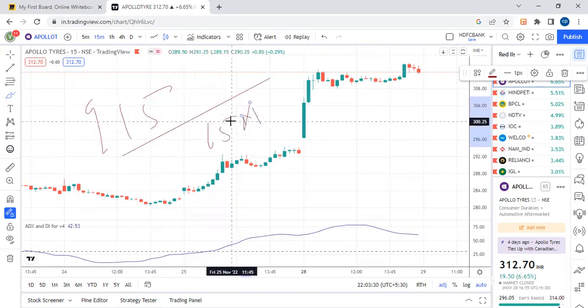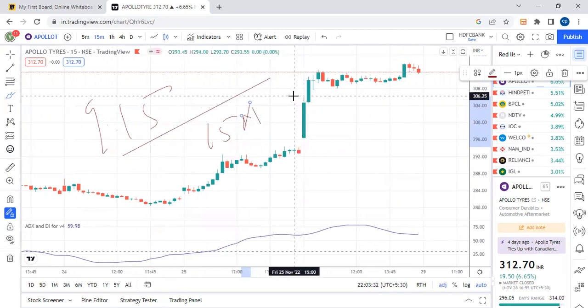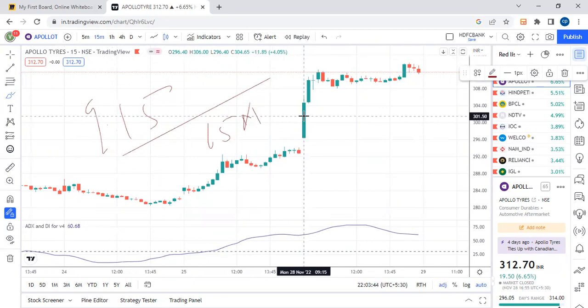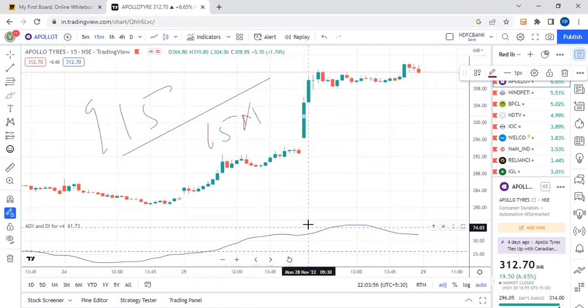Whatever the first 15-minute candle appears, we require that candle's strength. If that candle has good strength, then we'll initiate the trade at the breakout. Here you can see the ADX strength is above 30. Above 30, you can consider the first candle strength is 60, which means the strength is too good.